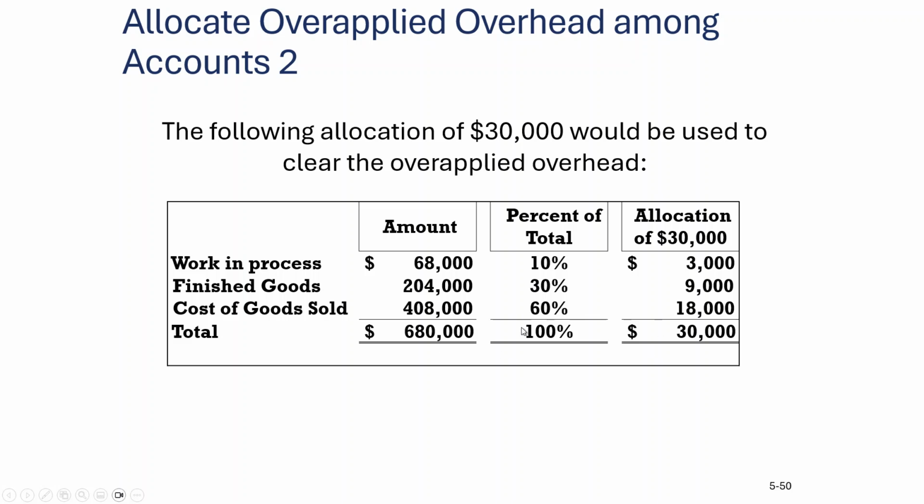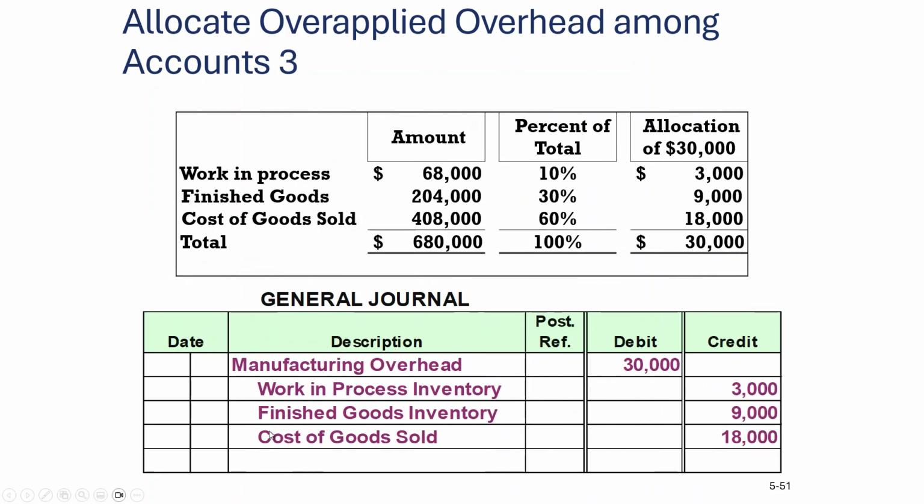Once I know that percentage, I take the 30,000 that I need to allocate, multiply by 10% is 3,000, multiply by 30% is 9,000, multiply this by 60%, that's your 18,000. So now, what could have been my journal entry? I will debit manufacturing overhead with 30,000, but instead of crediting everything to cost of goods sold, I'm going to split that between these three accounts: WIP 3,000, finished goods 9,000, cost of goods sold 18,000.